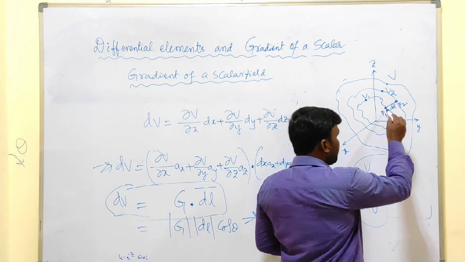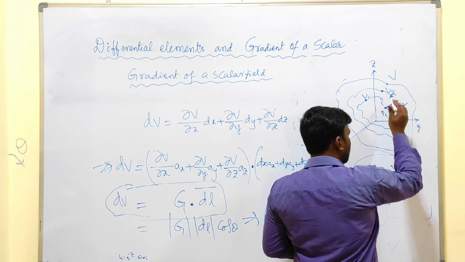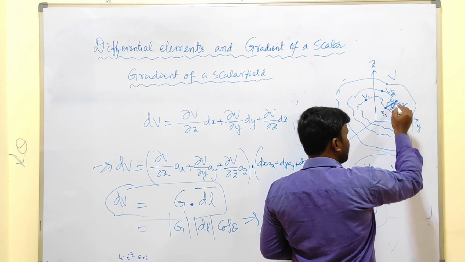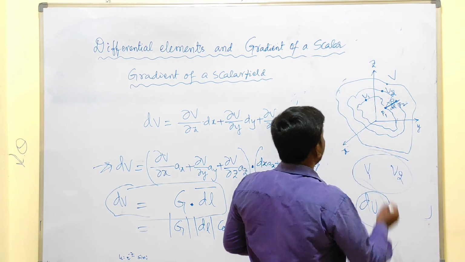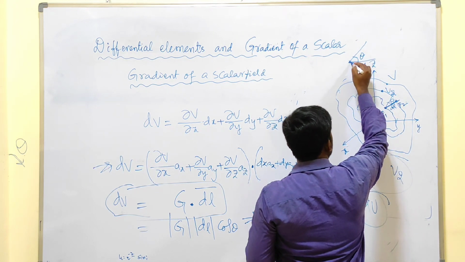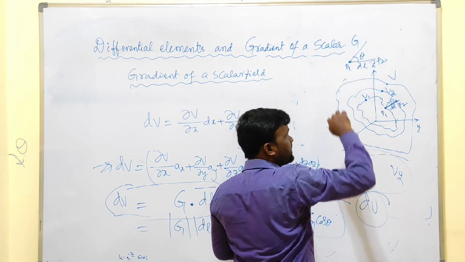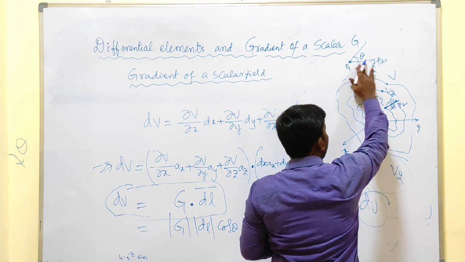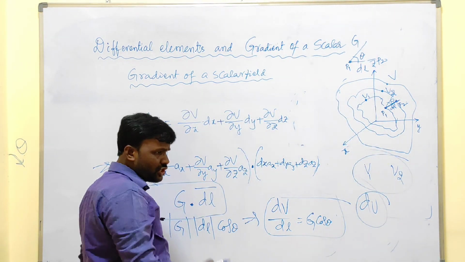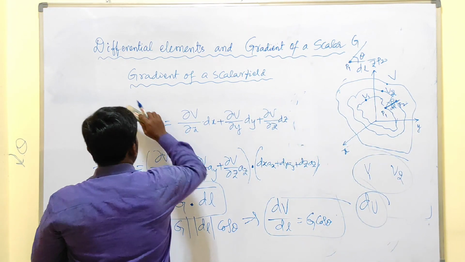Now, it is your dl. Let us take our G like this. I consider the angle between G and dl as theta. I represented G like this, and this is theta, it is your dl, it is your points P1 and P2. The angle between G and dl, I consider as theta. If theta is 0, then what happens to this dV by dl?